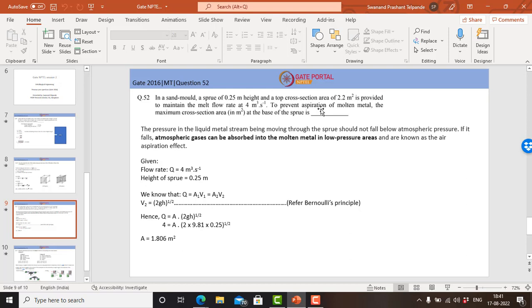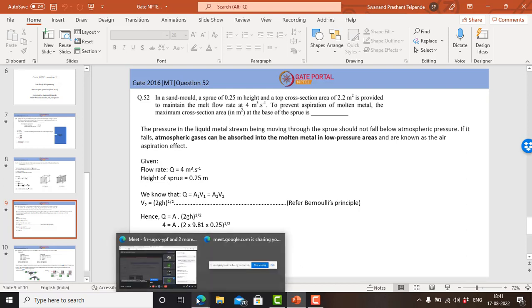And they have given that we are pouring metal at a melt flow rate of 4 meter cube per second. Now we have to calculate that. That is the basic question which they are asking. So we have to just use Bernoulli's principle and continuity equation to get the answer. It's a basic simple formula.